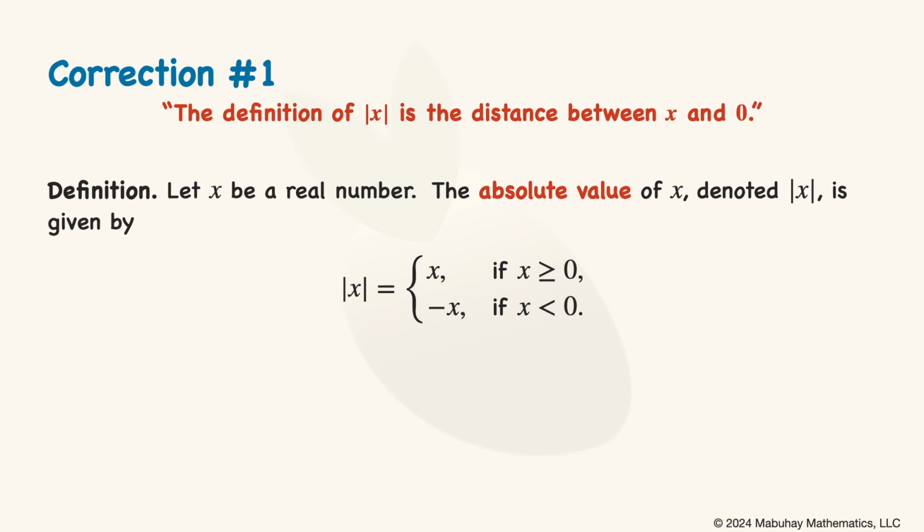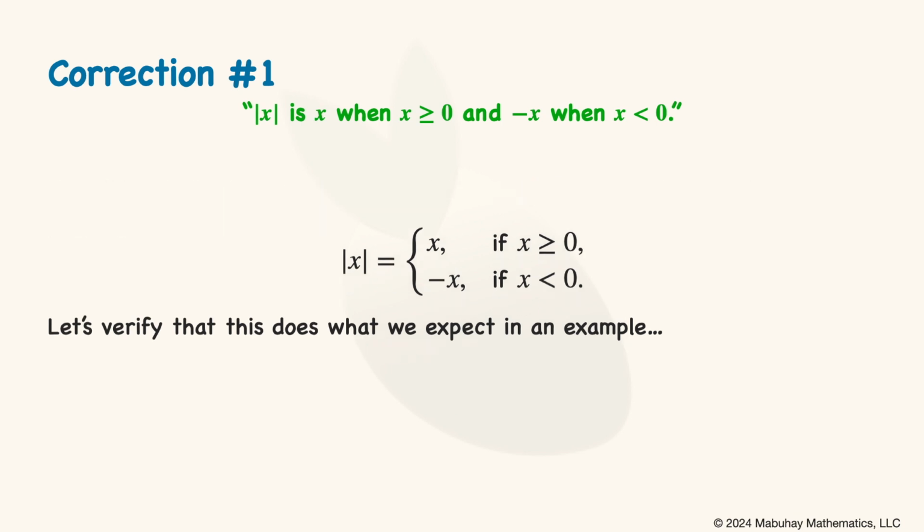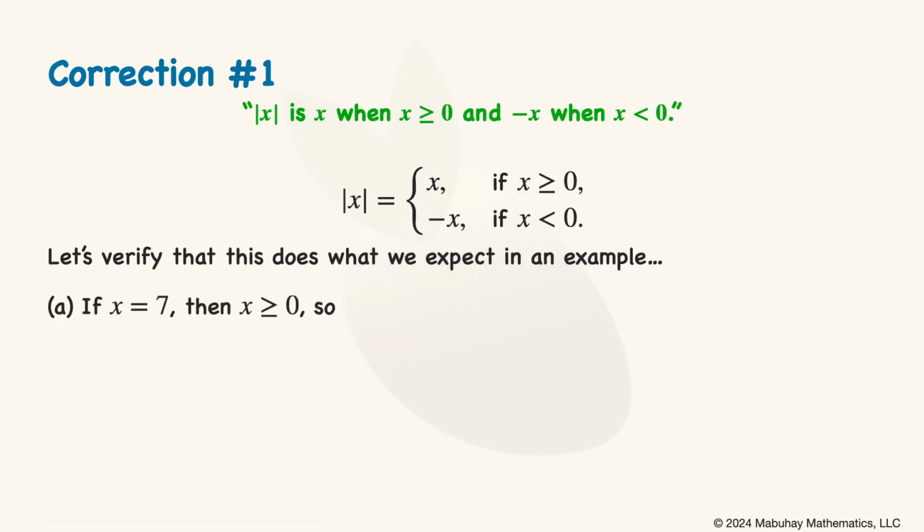So the correct way to define absolute value is in cases, or another way of saying that is as a piecewise function. In the case that x is greater than or equal to 0, the absolute value of x is just x. In the case that x is less than 0, the absolute value of x is negative x. So let's verify that this does what we expect with an example. If x is 7, then x is greater than or equal to 0. In that case, the absolute value of x is x, which is 7.